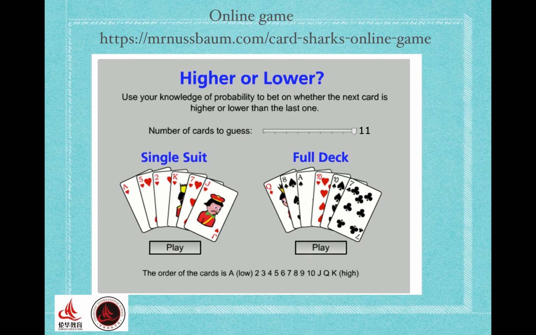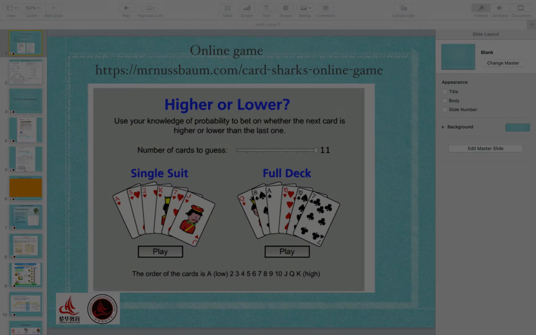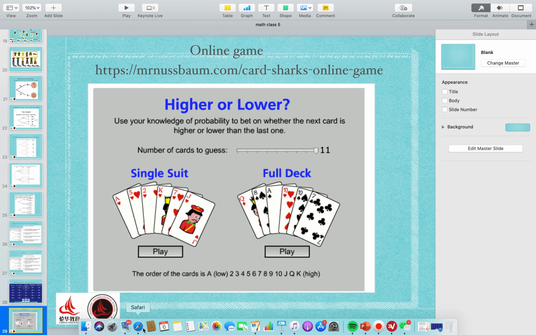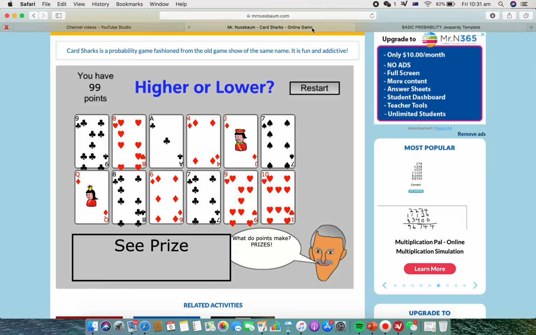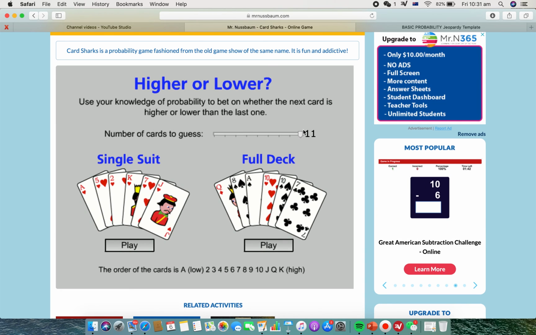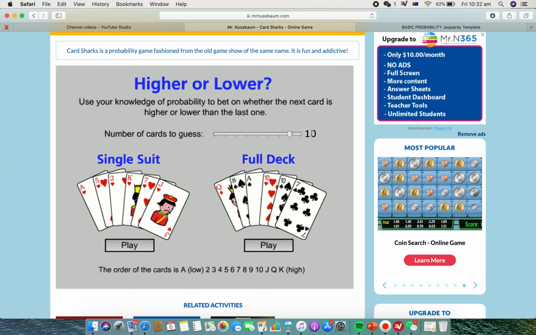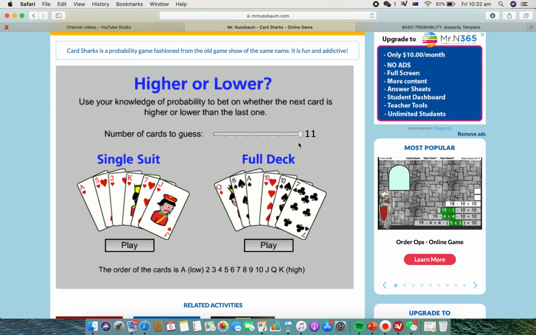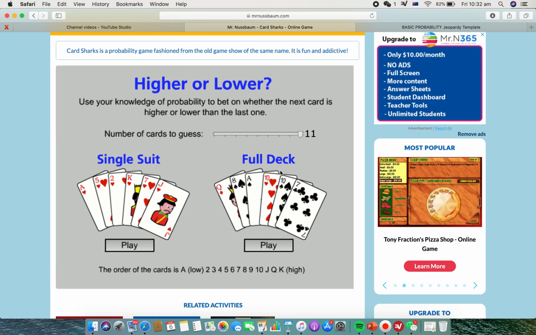Okay, now we're going to look at this game. So ask your parents if they let you copy this link and you can play the probability game with cards. Now I will get out of this and I will show you the game. Okay, now this is the game. So very quickly, I will just restart this. Now you can make this a full deck. You can decide how many cards. So I'll make it a total of 11. Now you can play single suit or full deck. So I'll play full deck.